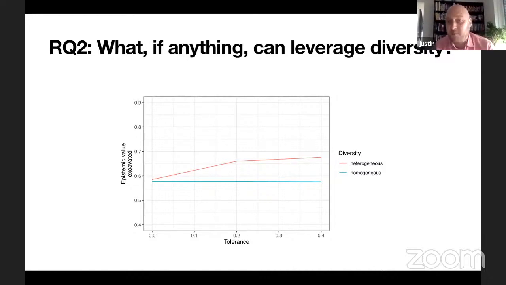So in blue is the homogeneous population. This parameter tolerance has no effect, but in the heterogeneous diverse population, increasing tolerance does have an effect. As you can see, the y-axis is the amount of epistemic benefit here, and it's higher for higher tolerant groups. So just to be very, very clear, the current literature is sitting at x equals 0 on this plot, and that's why there's no benefit for diversity. Whereas in fact, as you move away from x equals 0, there is a benefit for diversity. So in other words, tolerance to failure is an important part of the picture that's currently missing.